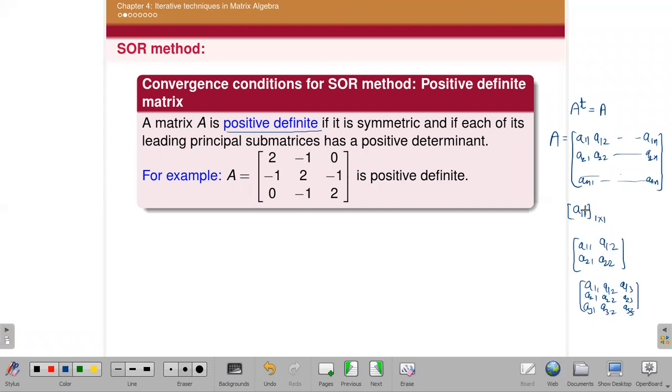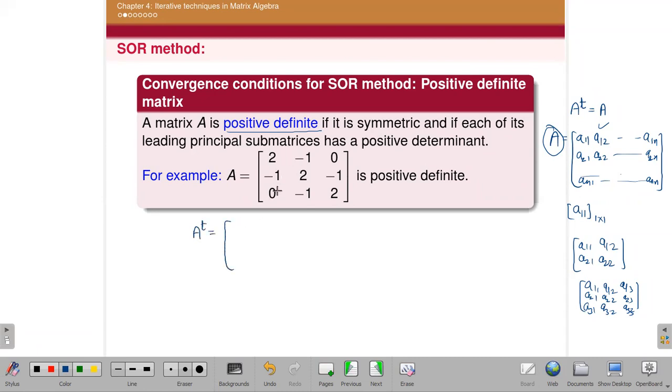If I find the determinants of all these matrices, they should be positive. Then we will say this A matrix is a positive definite matrix, and it should be symmetric also. Now, for example, if I say this is a positive definite matrix, how is it positive definite? First of all, we check whether it is symmetric or not. So let us take its transpose.